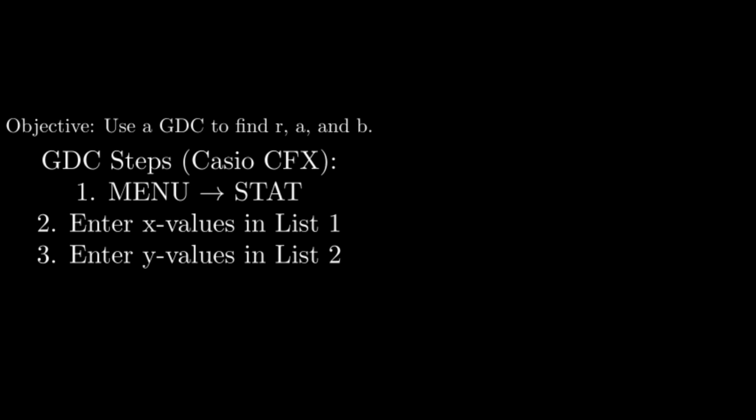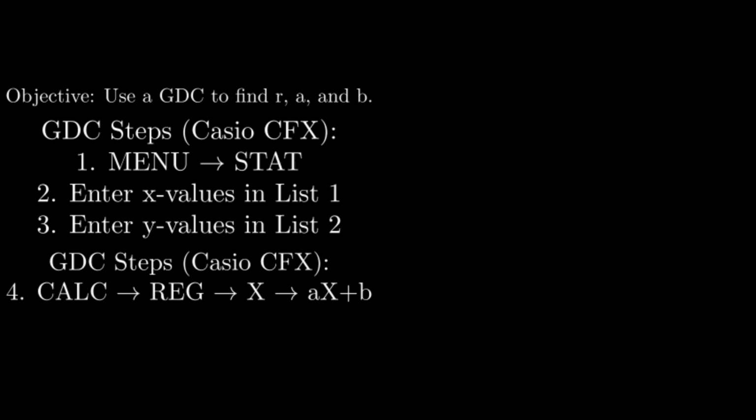Let's look at the steps for a common model, the Casio CFX. First, you'll go into the Statistics menu. You'll see columns for lists. You need to carefully enter all the x values into list 1 and the corresponding y values into list 2. It's crucial that the pairs line up correctly.